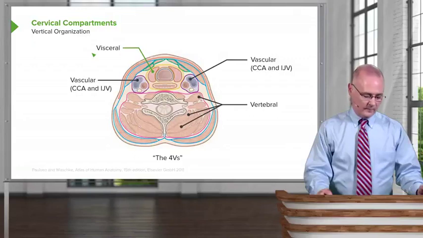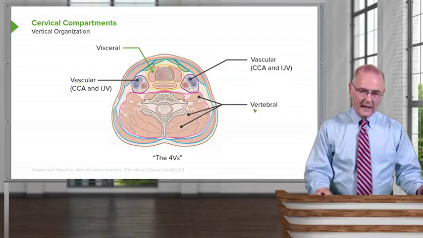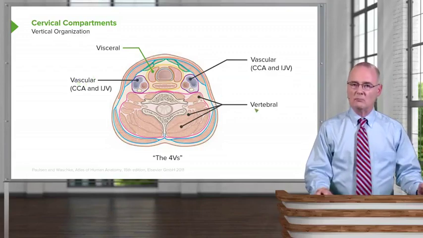1 visceral, 2 vascular, which brings us to 3, and then the 4th V would be the vertebral compartment.